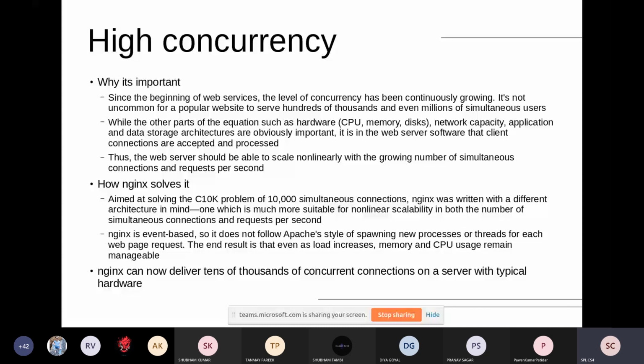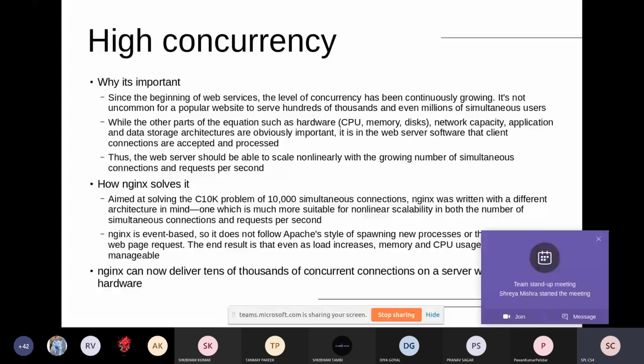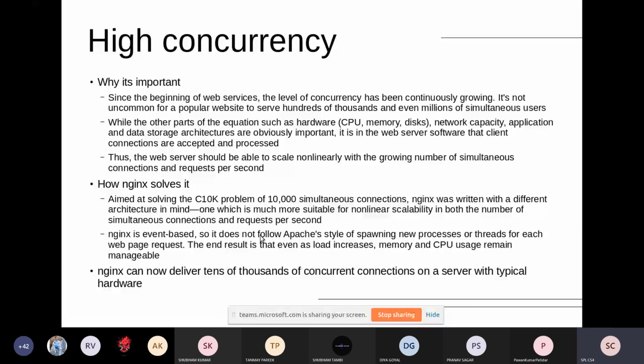But high concurrency is one of the main concerns during management as well, because high concurrency could lead to load limits, and those load limits could lead to some unplanned downgrade of the service as well. So how does Nginx solve it? Nginx aims at solving the problem called the C10K problem of having 10,000 simultaneous connections. Nginx was written with a different architecture in mind, which is most suitable for nonlinear scalability. And Nginx can now deliver tens of thousands of concurrent connections on a server with typical hardware. The rest of my points have been jotted down.